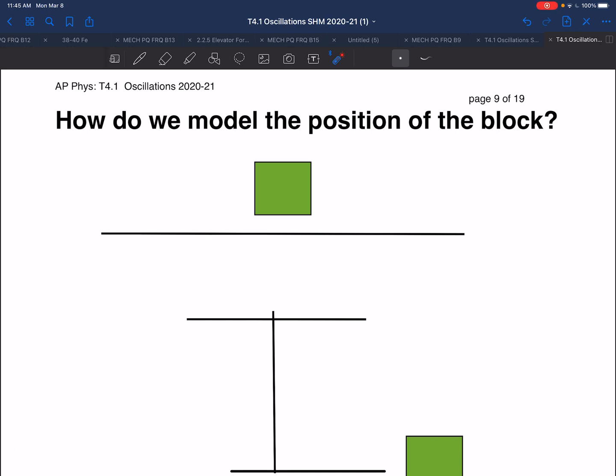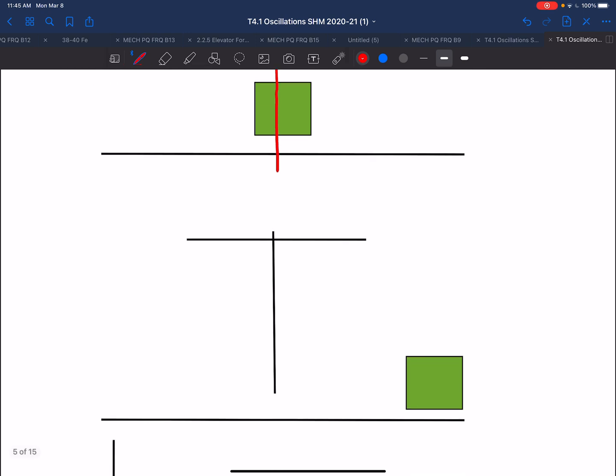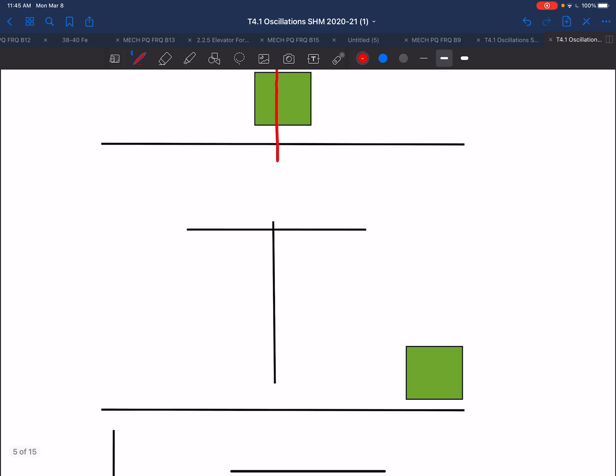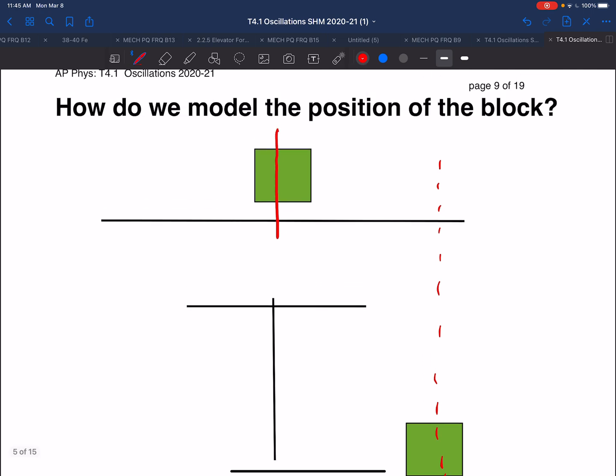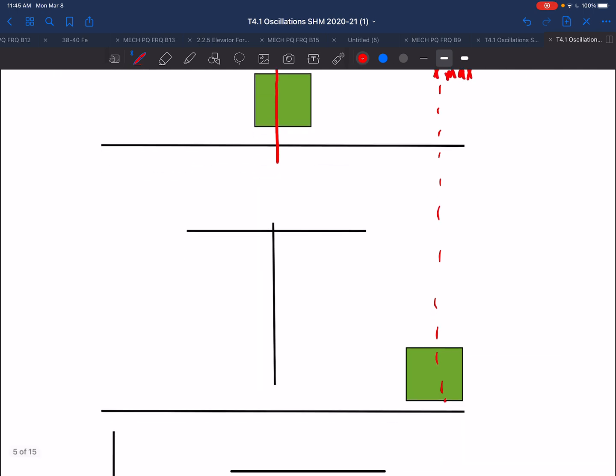So how do we model this? In this position here, we have the block and its equilibrium position. We can see here that the block has been displaced over to here. And what we're going to do is call this X max. If we pull the block over to that location, that's the farthest it will go.